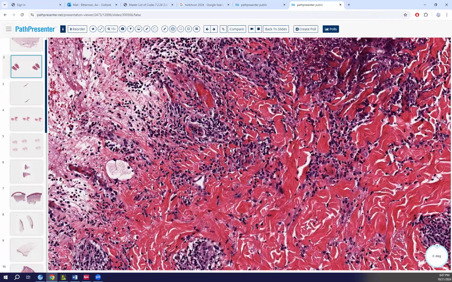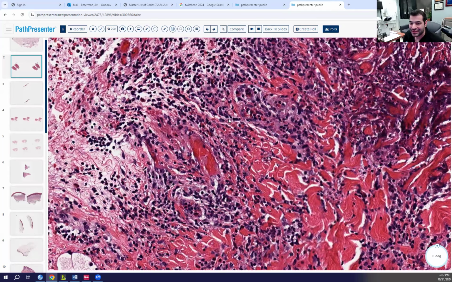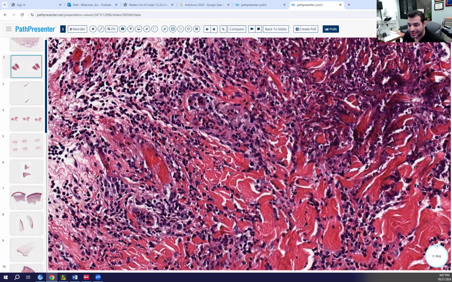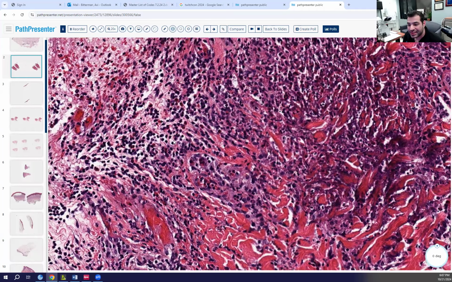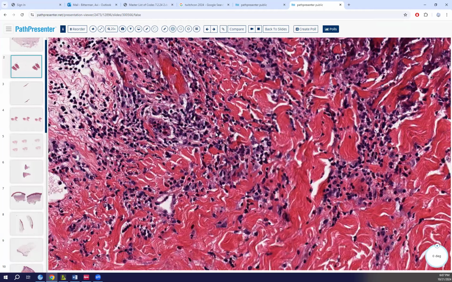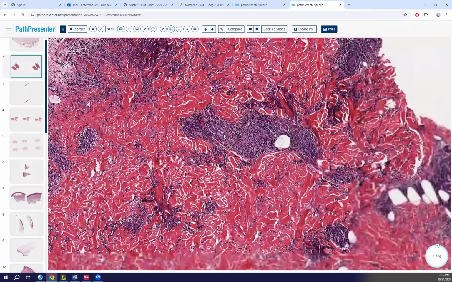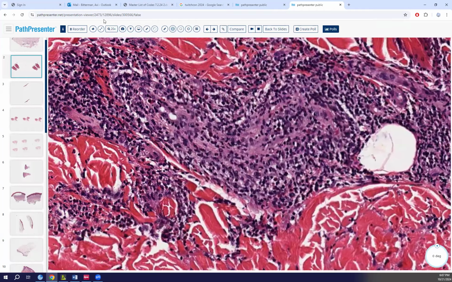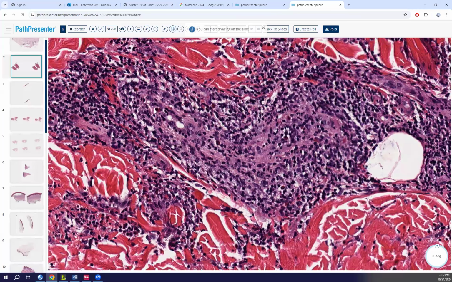Lymphocytes. Maybe some lymphocytes. Plasma cells. Not really seeing a whole lot of plasma cells. Not really seeing anything else other than lymphs. Oh, some histiocytes, maybe. Few EOs. Yes.